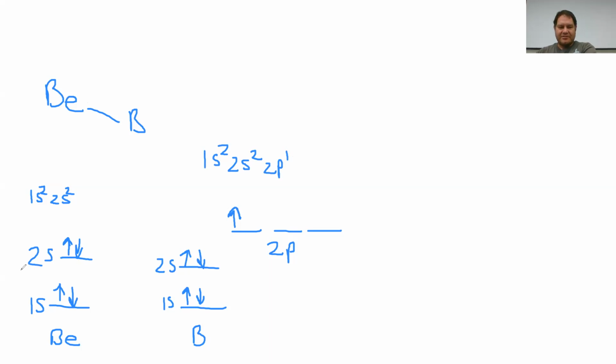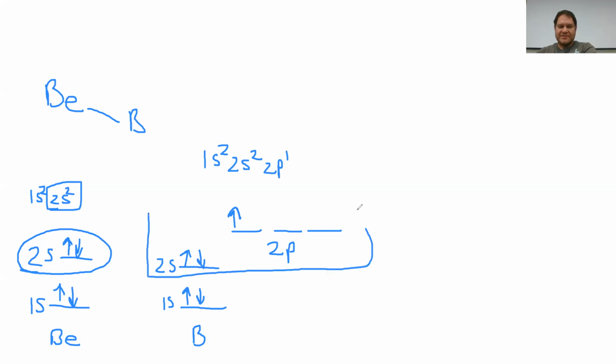Now, why do we see that drop from beryllium to boron? Well, we know that the outer electron shell for beryllium is the 2s, right? This is the valence shell. So the first electron that's being removed from beryllium is coming from the 2s. All right. Now, what about boron? Well, this is the valence shell, the 2s and the 2p, right?